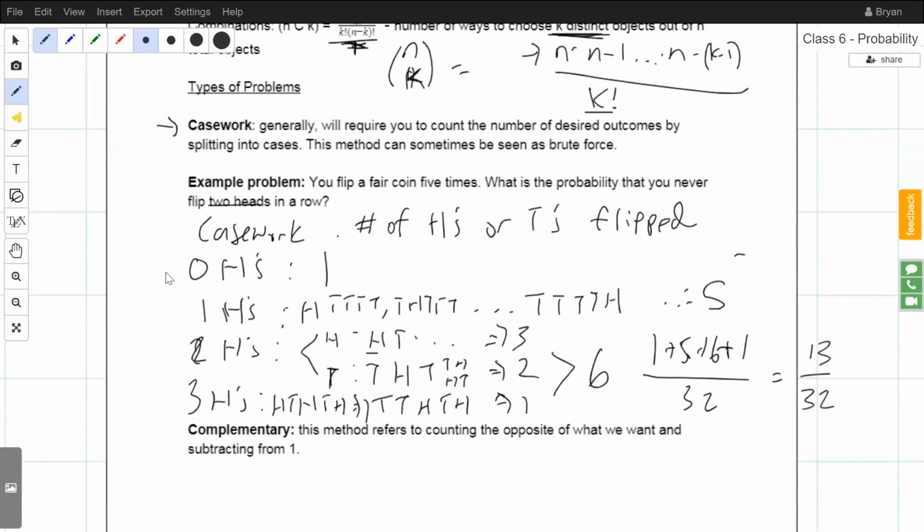It's important to note here that each of these cases has an equal chance of happening, which is why we can just straight up add 1, 5, 6, and 1. And this only works because it is a fair coin. So yeah.